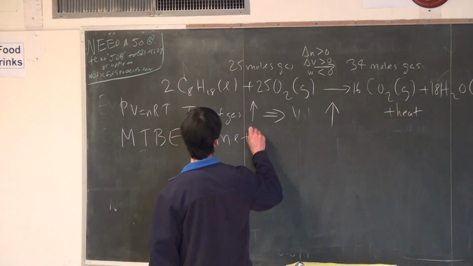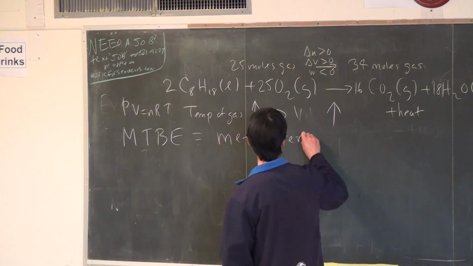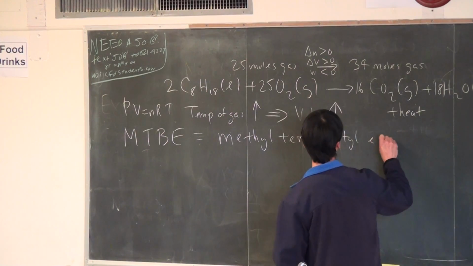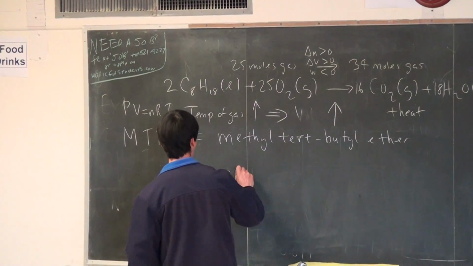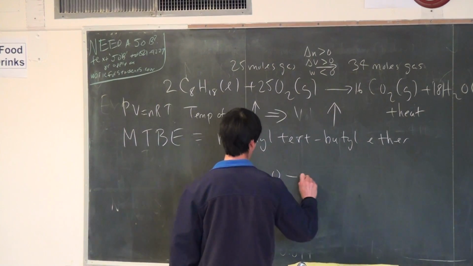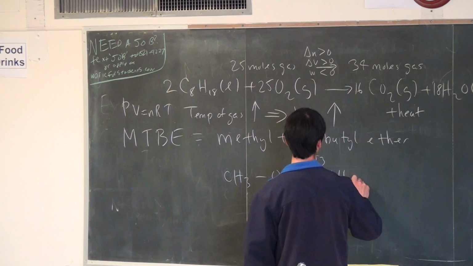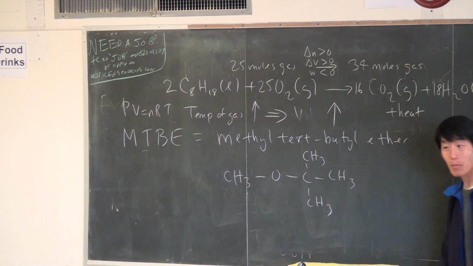It's a methyl tert-butyl ether. So this looks like this. It's actually a methyl group here. Okay, so this is MTBE. This ether compound.